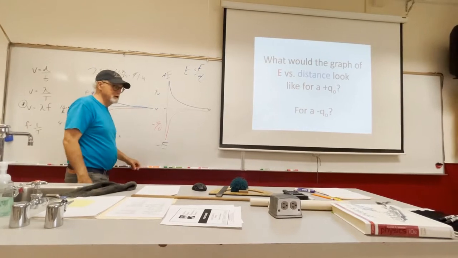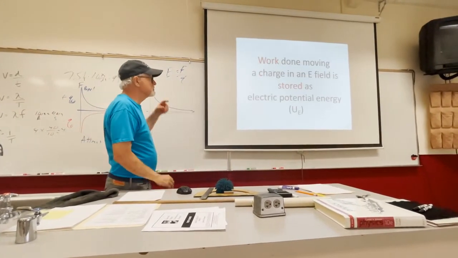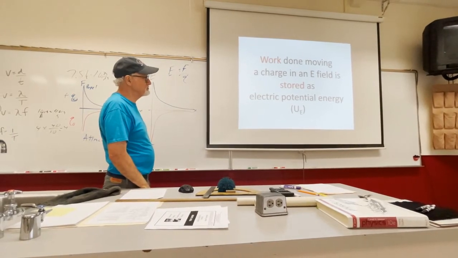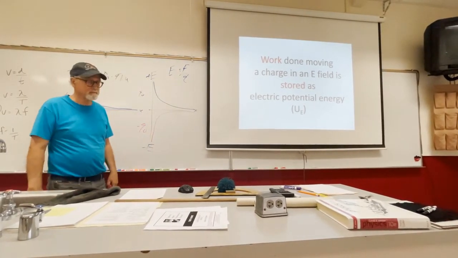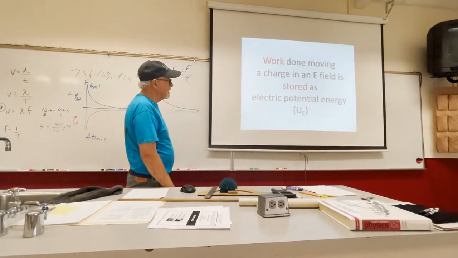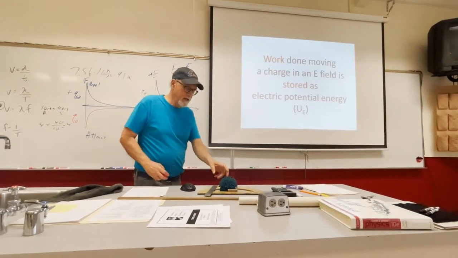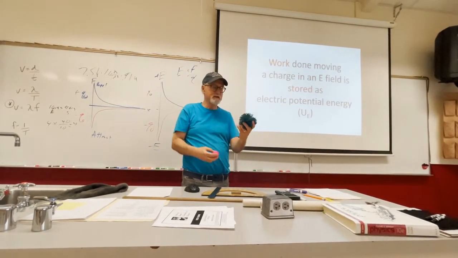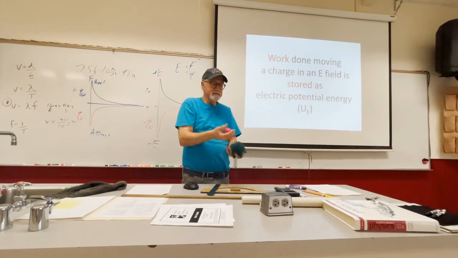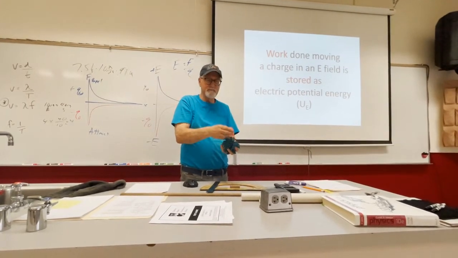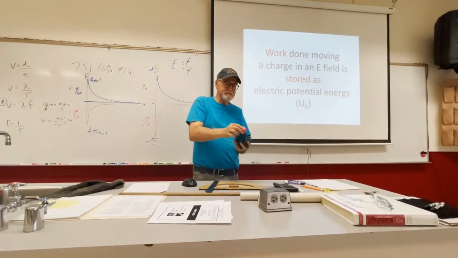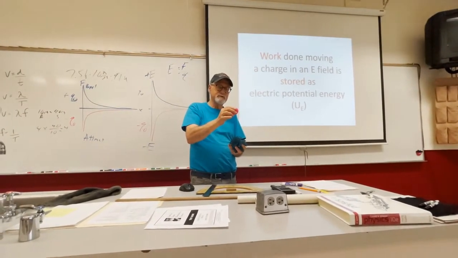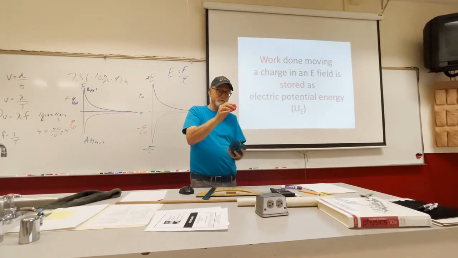How are we doing? We all right? Good. That makes sense. Okay. Work done moving a charge in an electric field is stored as electric potential energy. So if I have a negative originating charge and a positive test charge, if I let go of this, it'll fall towards it. However, you've got to do work to get away. And what does that do to the potential energy? It increases it.